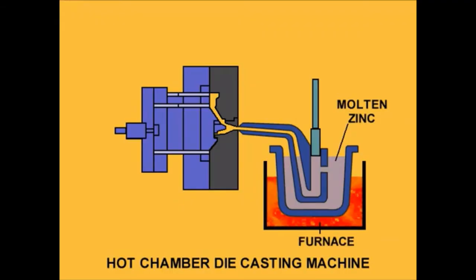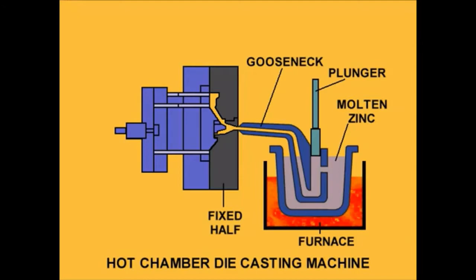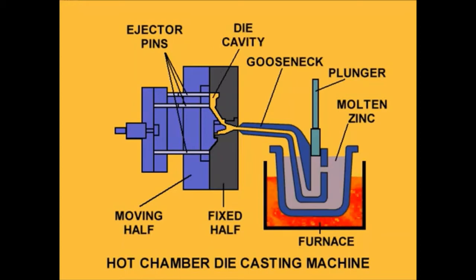Hot chamber die casting. In hot chamber machines, the metal is melted in a container attached to the machine, and a piston is used to inject the liquid metal under high pressure into the die. The pressure varies from 7 to 35 megapascals. Production rates up to 100 shots per minute can be achieved. As the injector is submerged into the molten metal, that is why it is called hot chamber die casting.